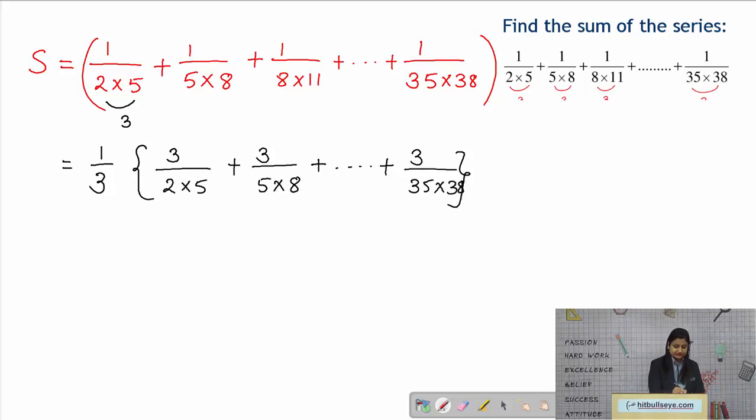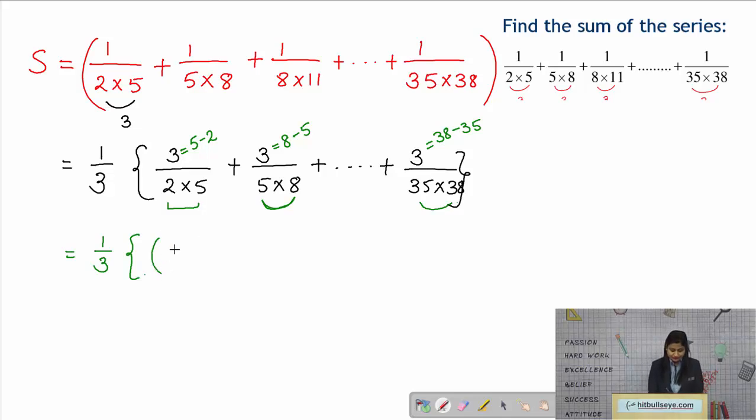What is the usage of this? See, now this 3 can be written as 5 minus 2. It can be written as 8 minus 5. As you can see here, we have 5 into 8. That's why I have written this as 8 minus 5. Since we have in denominator 38 into 35, that's why we are writing it as 38 minus 35. So if we take the very first term, it will become 5 minus 2 upon 2 into 5. If we separate them, it will become 5 upon 2 into 5 minus 2 upon 2 into 5.